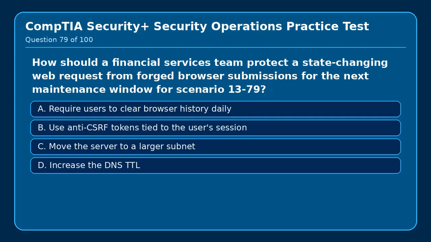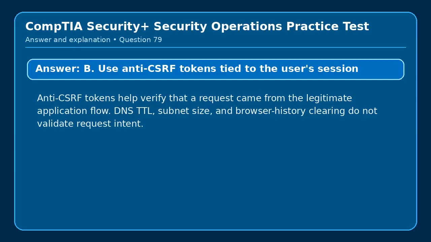The answer is B. Normalize and validate file paths against an allowed directory. Path validation prevents requests such as parent directory traversal from reaching unauthorized files. Disabling TLS, exposing backups, and shared admin accounts create additional security problems.